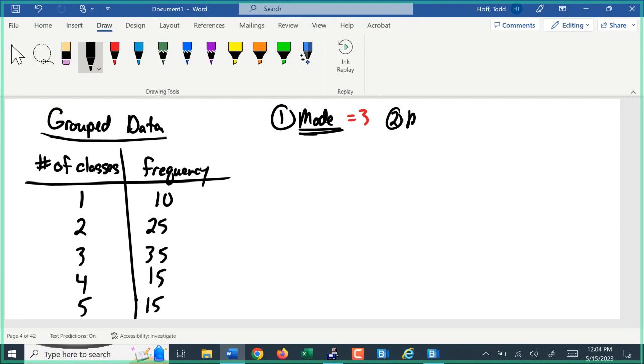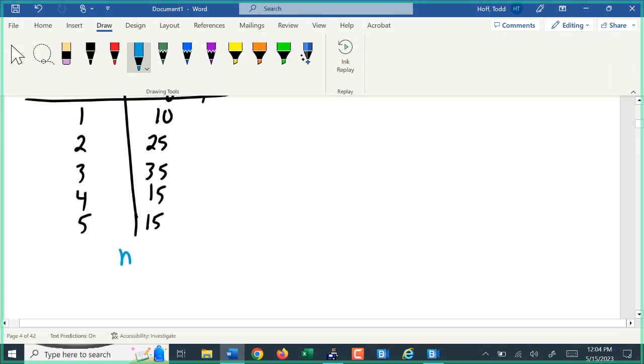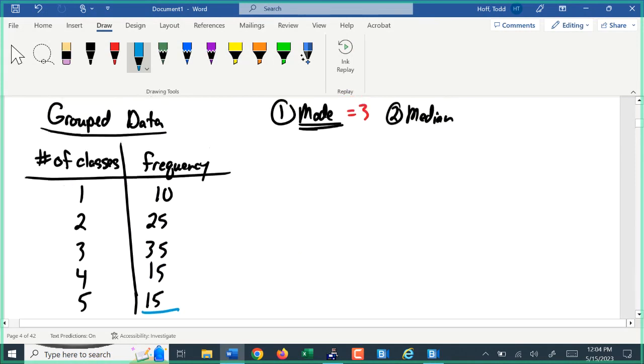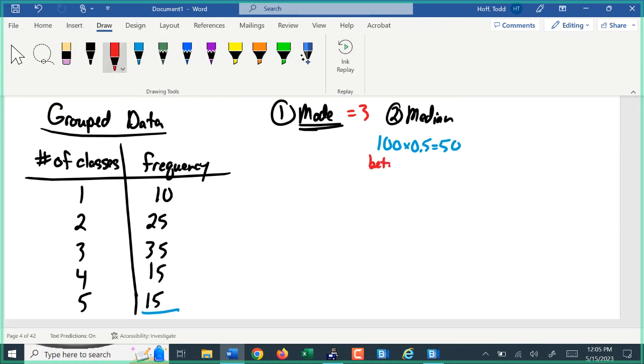The next easiest one to calculate is the median. So we have to find the position of the median, and we do that by finding n. Well, n here is found by just adding up the frequencies. So 10 plus 25 is 35, plus 35 is 70, plus 15 is 85, plus another 15 is 100. There's a total of 100 here. So to find that position, it's 100 times 0.5, which is 50. So remember, that's telling us that we are going between the 50th and 51st numbers to find the median.